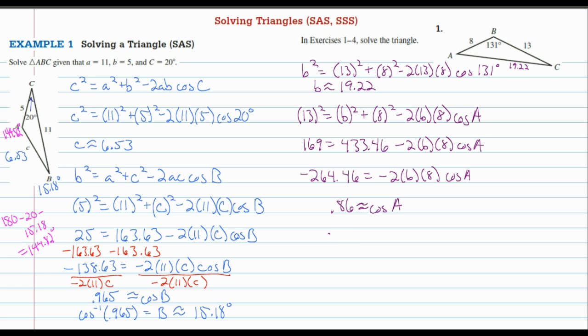So now angle A is going to be the inverse cosine of 0.86, or that exact value that is now in my calculator. So A is approximately 30.69 degrees, which means angle C is going to be 180 degrees minus 131 degrees minus what I just got for angle A, 30.69 degrees. Angle C is going to be about 18.31 degrees.